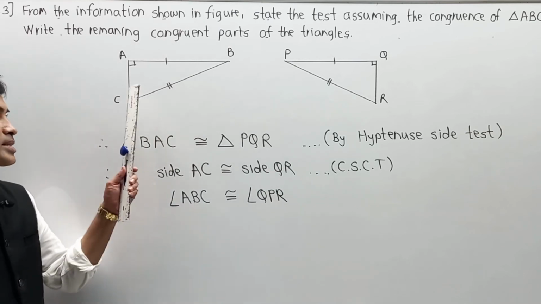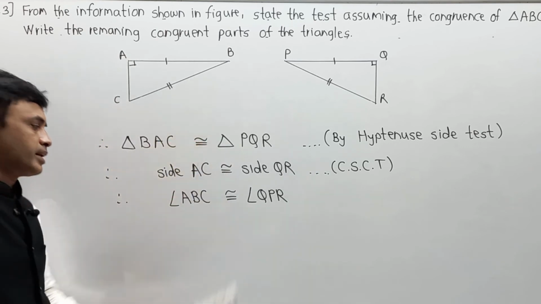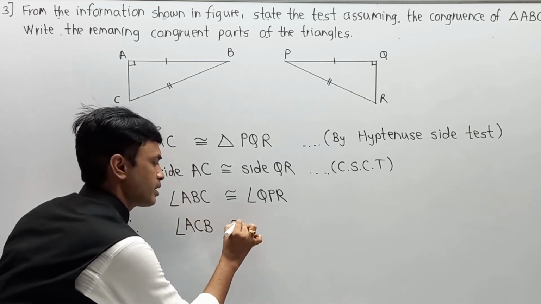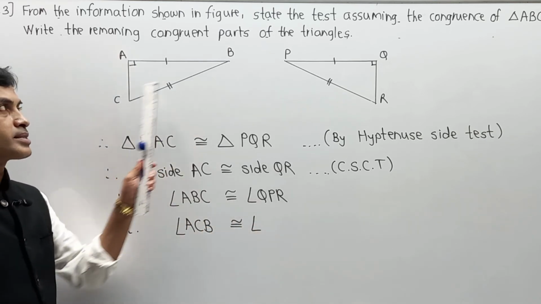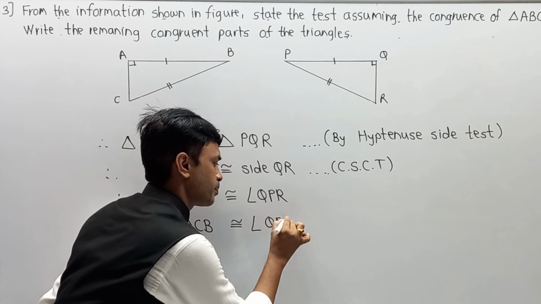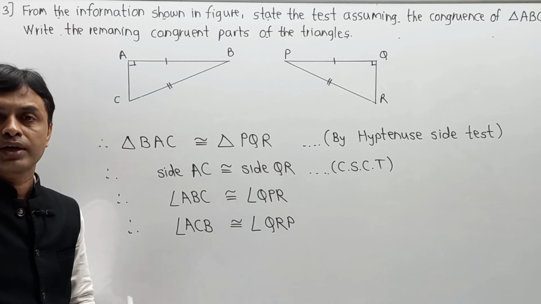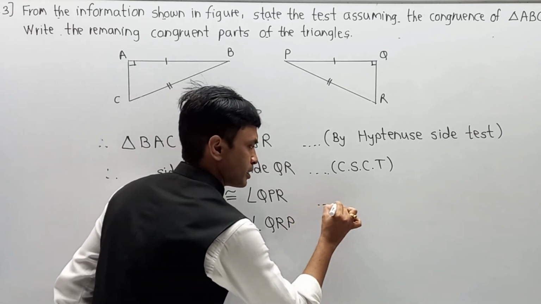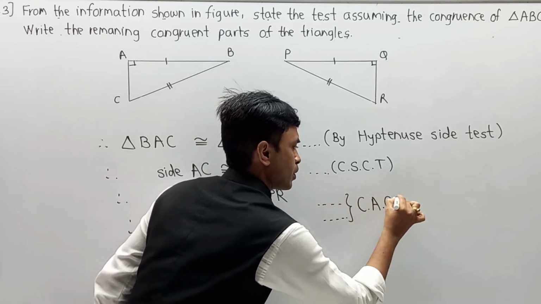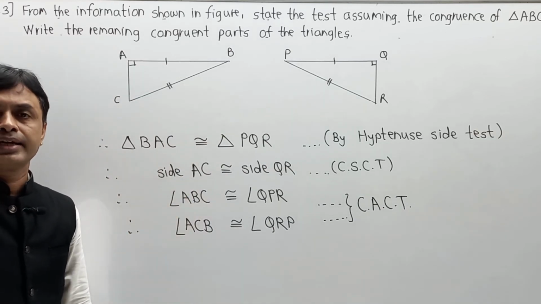And the next part is angle C and angle R. So I am writing its name as angle ACB. Therefore, angle ACB is congruent to angle QRP. And for both the angles we can have corresponding angles of congruent triangles as the reason. And this way we can complete the entire numerical.